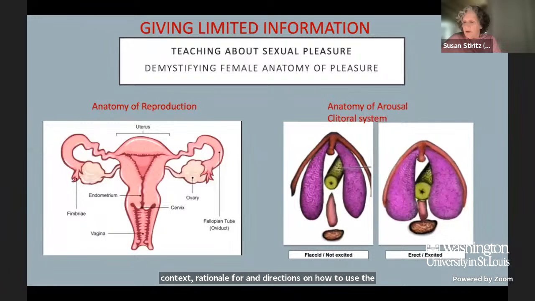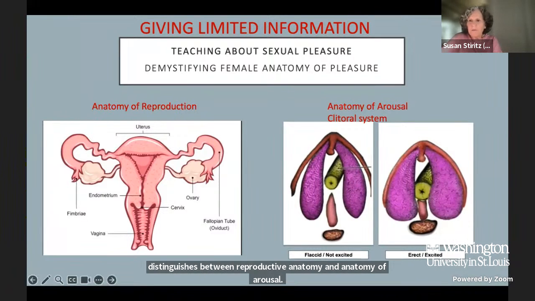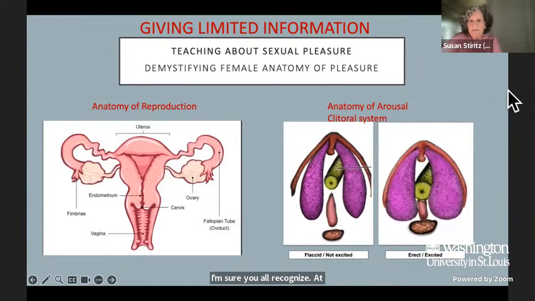And then this is an example of giving limited information. The limited information given here is an example. It discusses female sexual anatomy and distinguishes between reproductive anatomy and anatomy of arousal. I'm sure you all recognize the reproductive organs over here on the left, but I don't know how many of you know what our anatomy of arousal looks like, our clitoral system.